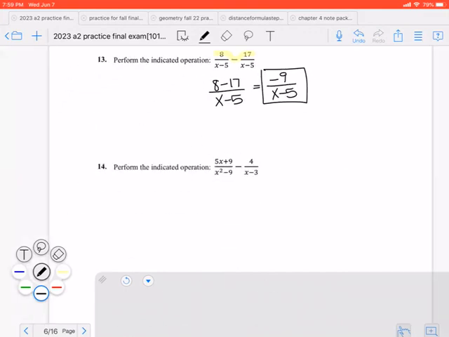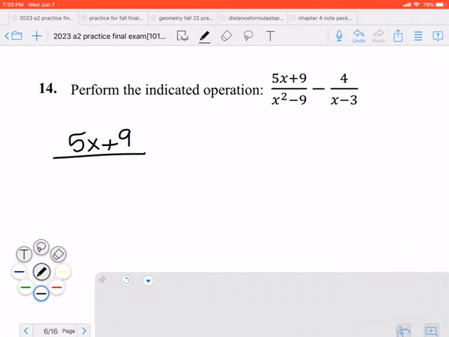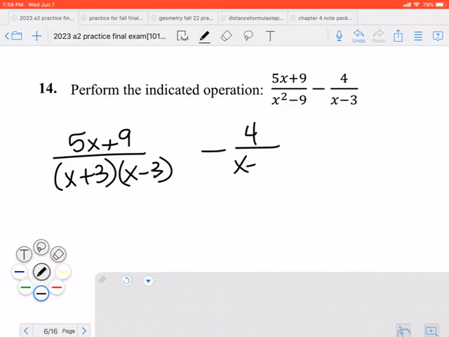Number 14, we do not have a common denominator. So I need to rewrite our problem in factored form. Anything on the bottom that can factor, we would do that. Okay, now we need our denominators to look the same. They both have an x minus 3, that's great.